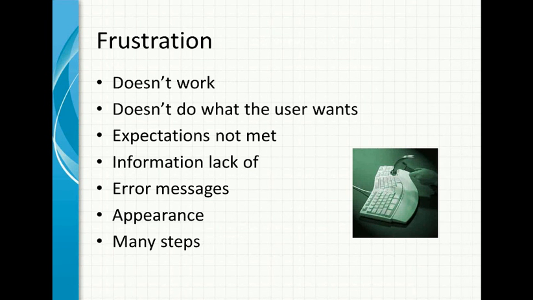You don't want your user to have frustration because the piece of software doesn't work or doesn't do what the user wants, or the expectations of the user when they purchased your piece of software just weren't met. You don't want information to be lacking. You definitely don't want error messages to come up. And that kind of gets us into the difference between usability and quality assurance.